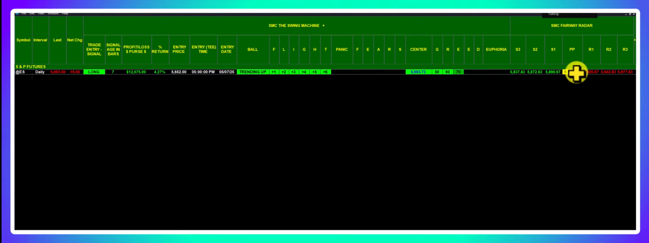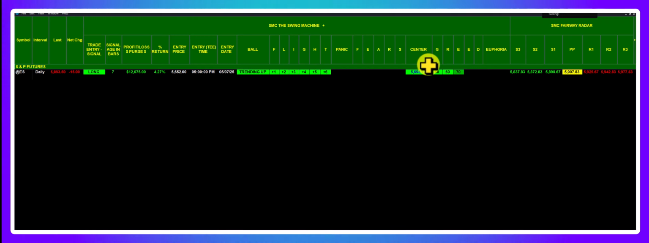And it lights up yellow depending upon where it is. If it's in between S1 and R1, then the pivot point will light up. If it's between R1 and R2, then this will light up actually red. And as you go further up, the likelihood is the market's going to pull back. If it goes further down, the likelihood is the market may bounce. You can also use the fear gauge as well.